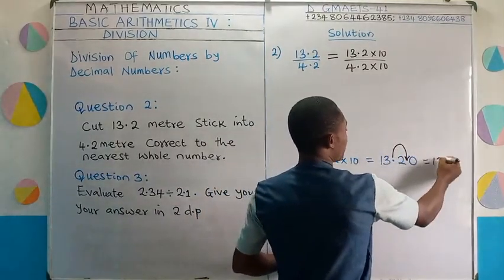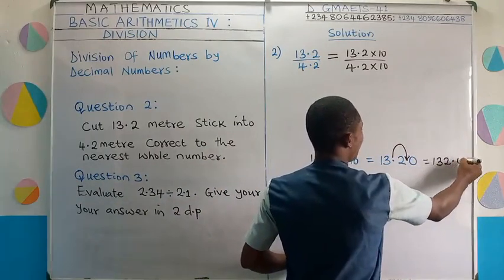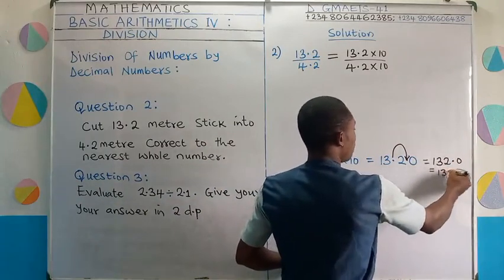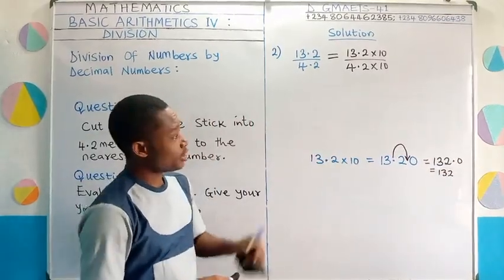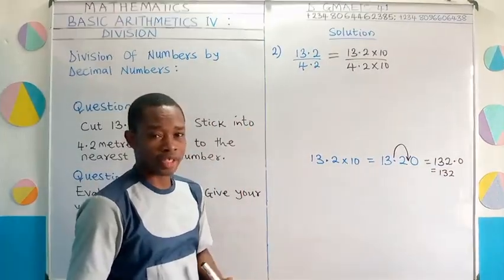So this is what we are going to get. And this becomes 13.2.0. That is 132.0, which is the same as 132. So the numerator of this problem is actually 132.